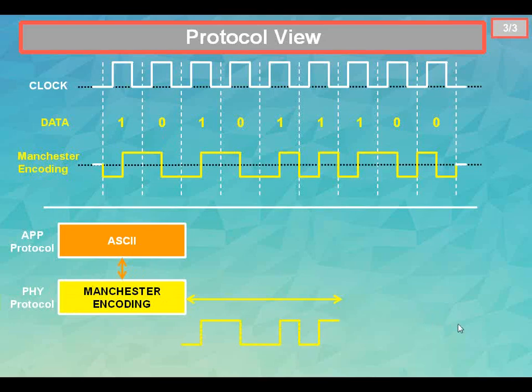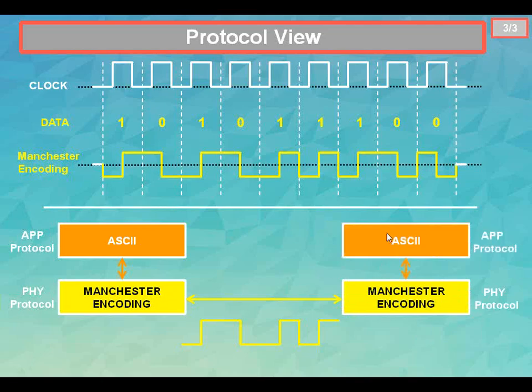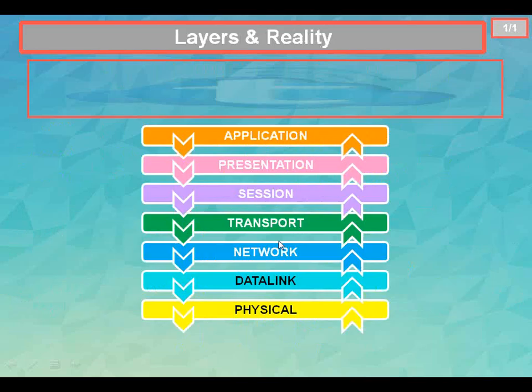The same protocol will be used on the receiving side, Manchester encoding protocol. The application layer will use ASCII. Are you understanding the difference between layers and protocols right now? Okay, these are protocols now, not layers. Of course, how many layers do we have? 2. The story goes to the next level.